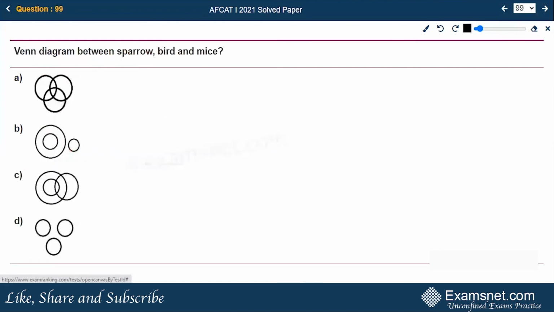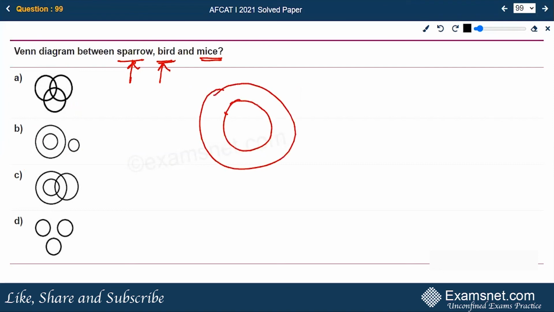Next, question number 99. Venn diagram between sparrow, bird, and mice. See, all sparrows are birds, but mice is in no way related to sparrow or the bird. So what will be the diagram? Here are birds. Sparrow is a bird. And here comes mice. Mice are separate entities. So option B is your correct answer.